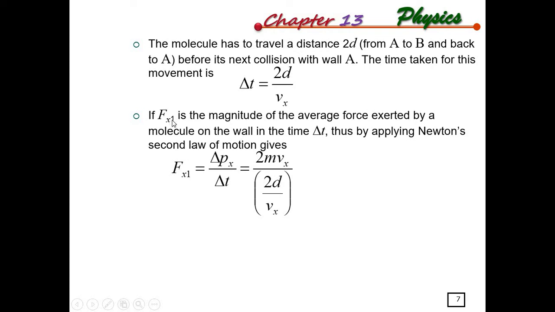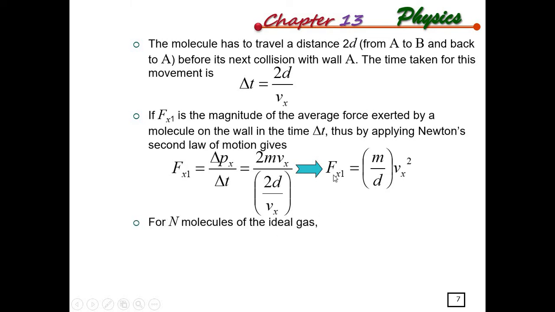If we take Fx1 as the magnitude of the average force exerted by a molecule on the wall in this time delta t, then we get the equation here. The average force exerted by molecule 1 equals delta px over delta t. So delta px has magnitude 2 times m times vx, over delta t, which is 2d over vx. Then from here you get the equation for the force in the x direction for molecule 1: Fx1 equals m over d times the velocity of the molecule along the x direction squared.